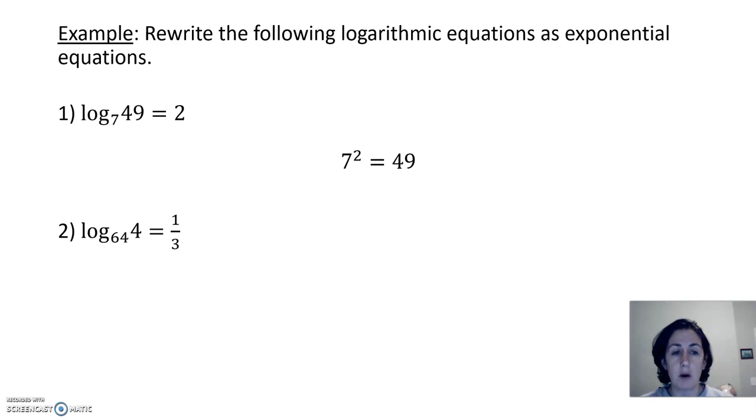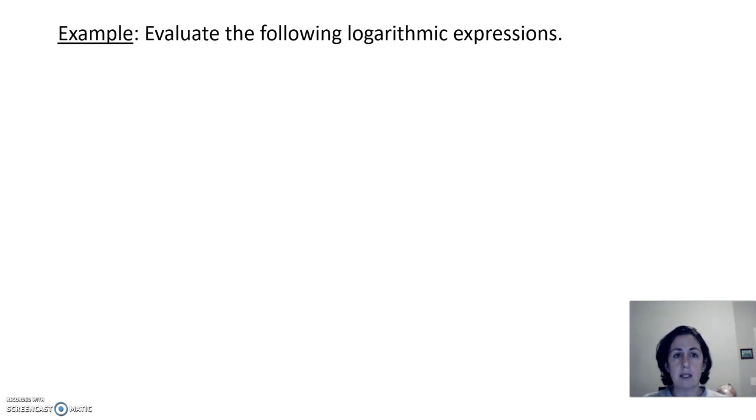Log base 64 of 4 equals 1/3. The base of the logarithm is the base of the exponential function. The exponent is what the logarithm is equal to, and what you take the logarithm of is the result. So 64 to the 1/3 power equals 4. Remember, raising to the 1/3 power is the same thing as cube rooting, and the cube root of 64 is 4. All right, let's evaluate the following logarithmic expressions.